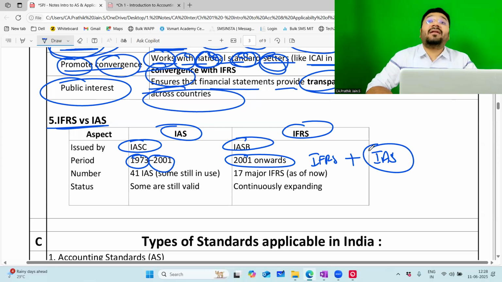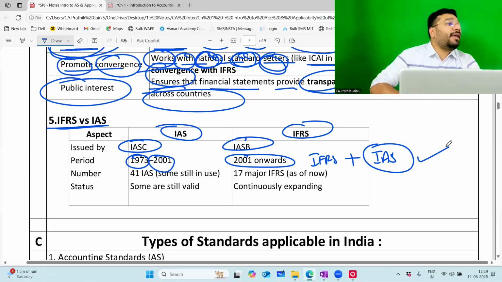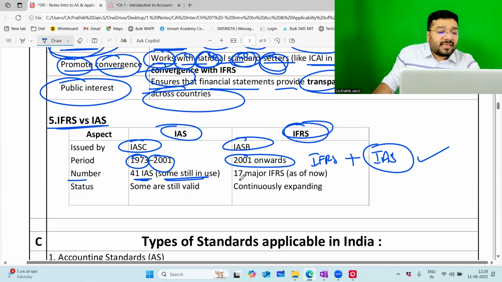So as of now, at the international level, predominantly what is being followed? IFRS. But wherever IFRS could not penetrate, international people are still following IAS. 41 IAS were there. Out of that, many are scrapped and some are still in use. If you talk about IFRS, 17 major IFRS are there as of now.